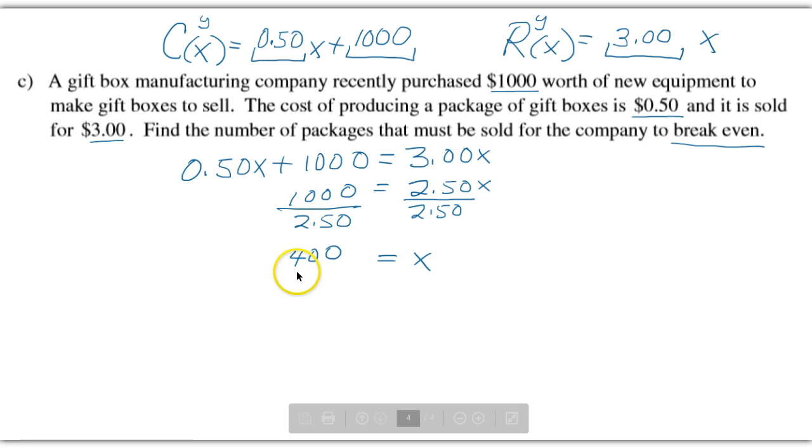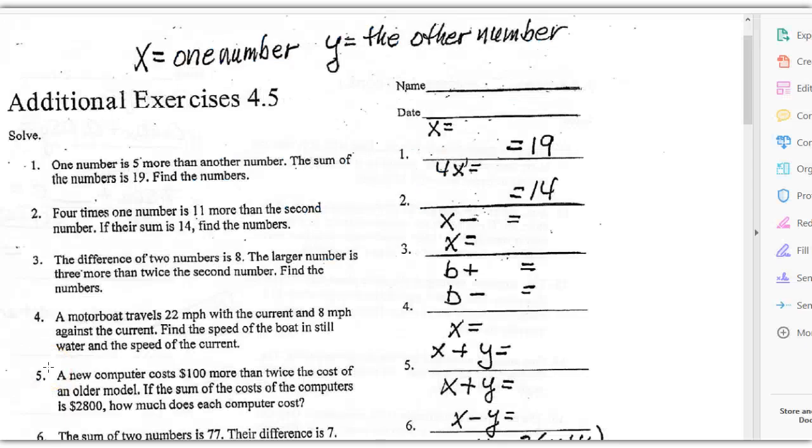So we would have to sell 400 units to break even. Now I've added some worksheets to our booklet to give you a little more practice in reading word problems and then setting them up into their equations. This is from another book. Instead of 4.3, you see it's 4.5 in this book, but that's fine. We're not doing 4.5 in our math class, just using this as more examples.